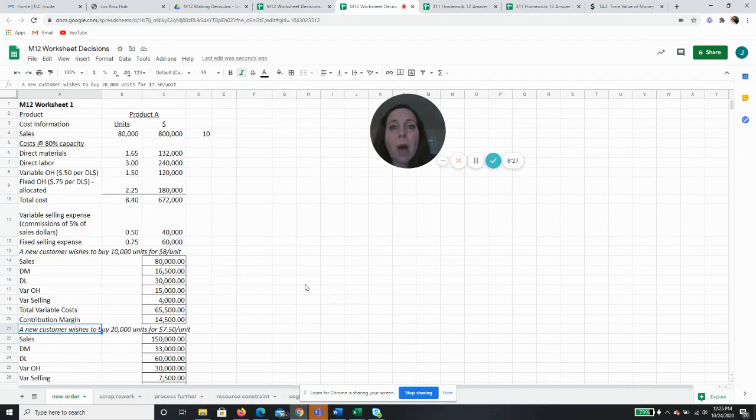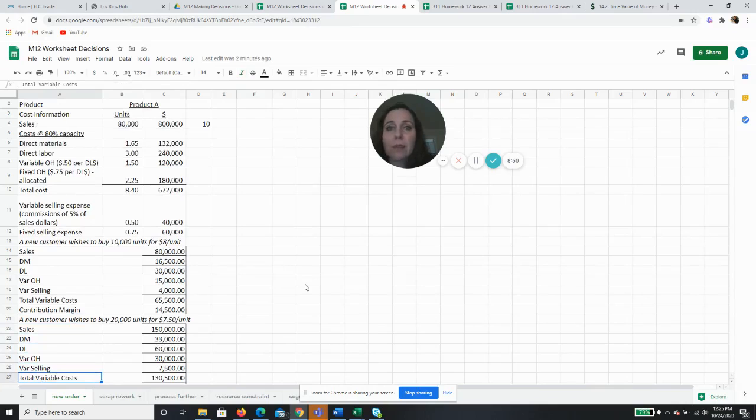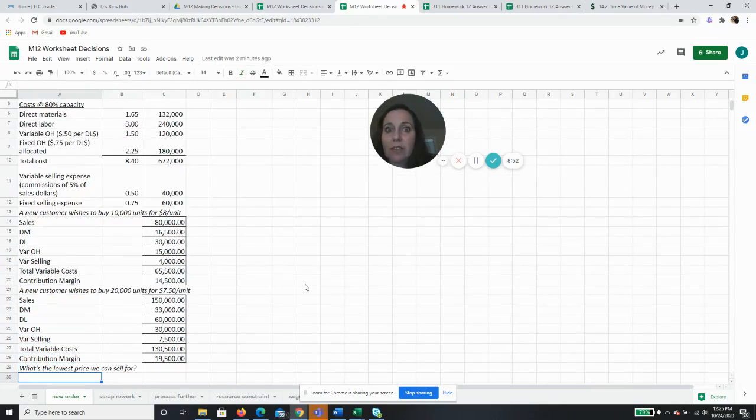I probably need to have a policy on what's the maximum level I'd be willing to go. 95% of capacity, 90% of capacity. I need to decide as a company what that is. And then maybe I go back to the customer and say, hey, I can't do 20,000, but I could do 15,000 or 10,000, right? And it just depends on what I want. So that's where we have to be looking at financial and non-financial factors.